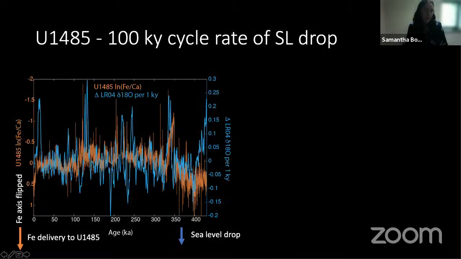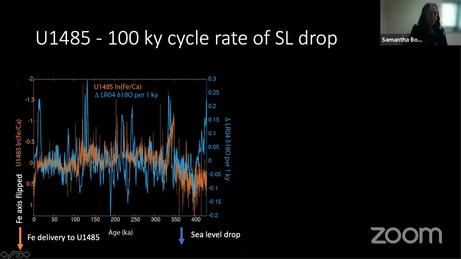So we also did XRF core scanning at site 1485, closer to shore. And this goes back about 400,000 years. In orange, this is the log iron to calcium. We can do the ratio here because the calcium contribution is very, very small and unlikely to have a significant impact on the changes from iron. Terrigenous material is the dominant component of this site.